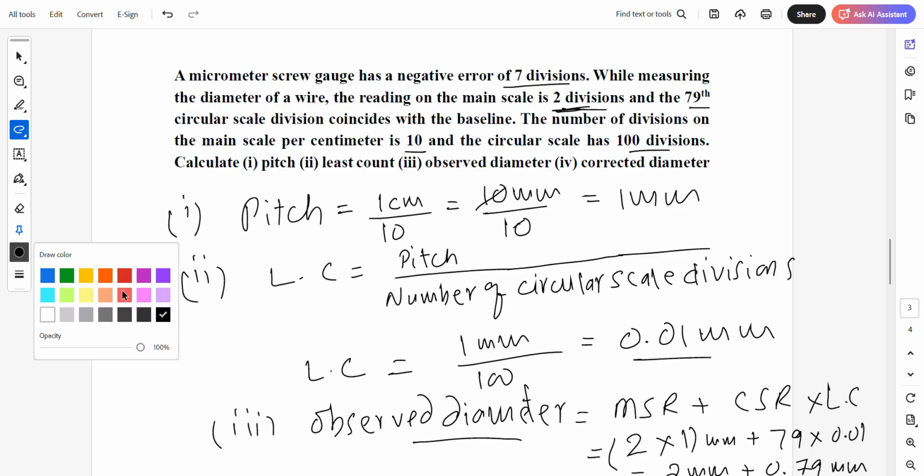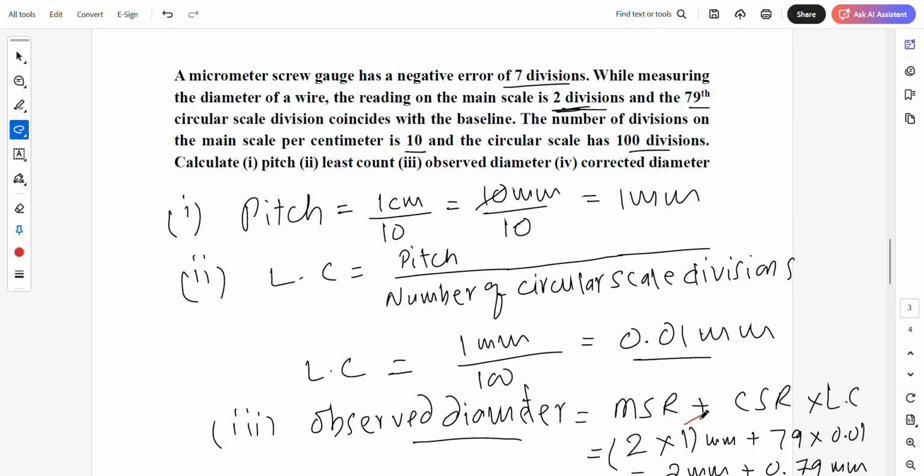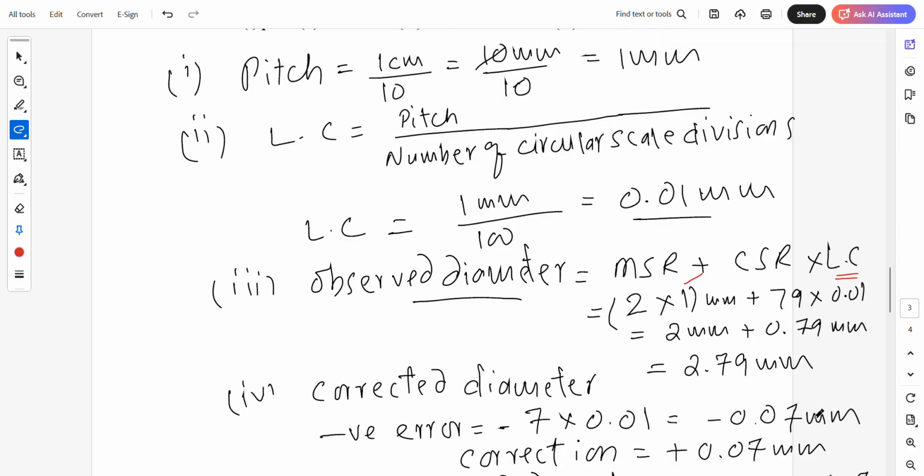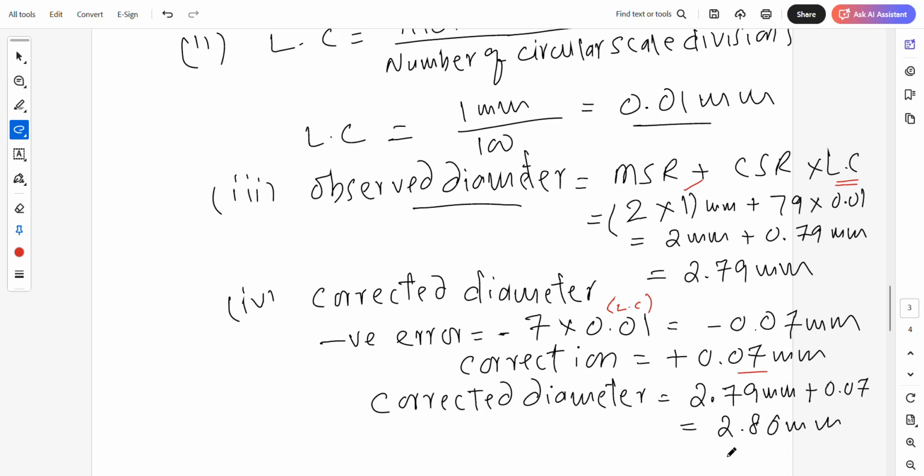Be careful. You have to multiply main scale reading by pitch, plus circular scale reading, 79, into least count. Understood? I hope you understood. This is the observed diameter. Corrected diameter is negative zero error. Negative error is given, minus 7 into least count. Understood? Again this one. Now corrected diameter.